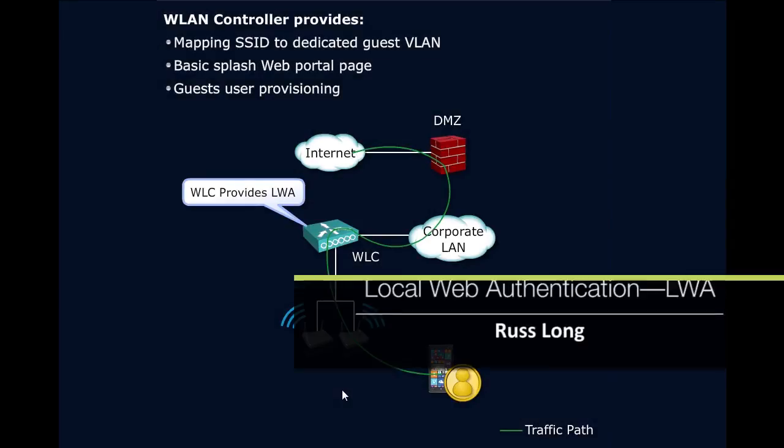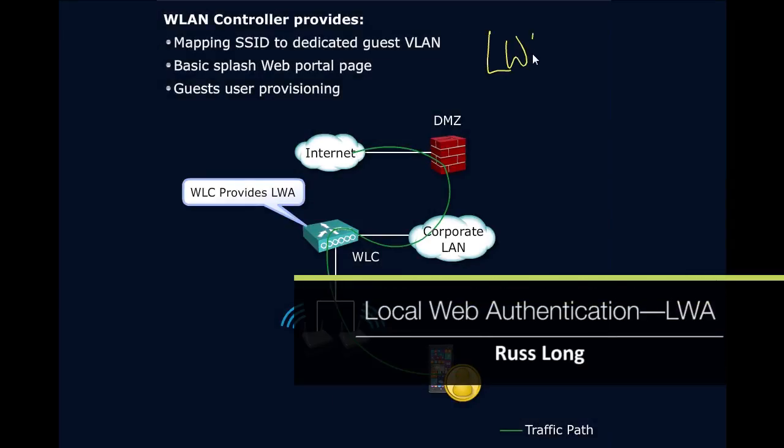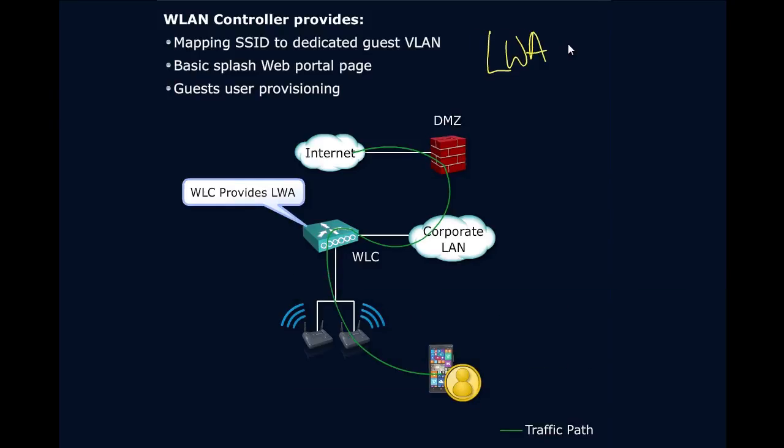The first thing we're going to talk about is local web authentication. LWA, local web authentication. So who is going to provide this local web authentication? Well, it's going to be our wireless LAN controller. Our wireless LAN controller is going to be set up to provide local web authentication. This is going to be a basic splash screen when you log in.